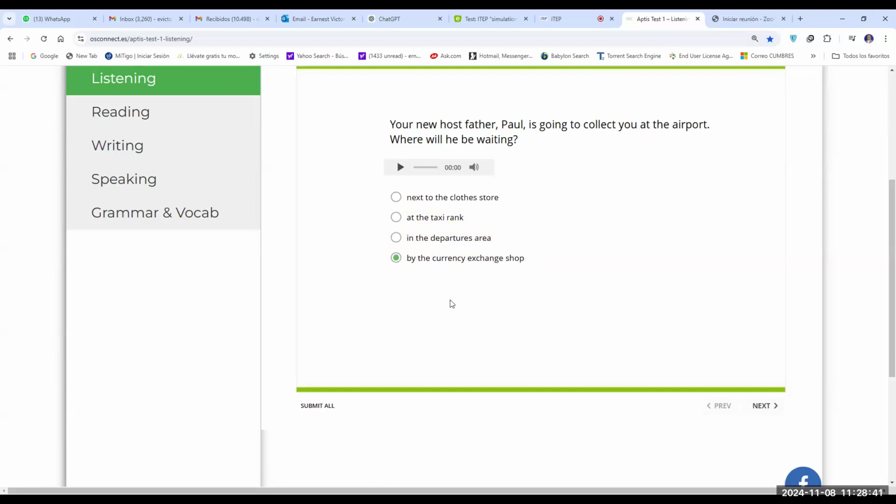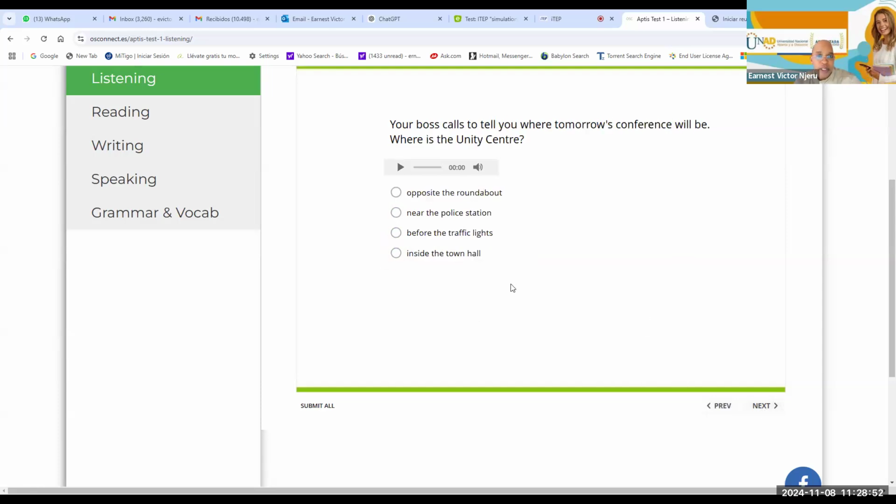So you see, they mentioned the answer especially towards the end, the middle or towards the end. Very good. Let's do the second one, and then we switch off from this one and I show something else. Okay, number 2. Your boss calls to tell you where tomorrow's conference will be. Now, Diana, read for us that question. Where is the Unity Center? So at this point, we try to understand where the Unity Center is.